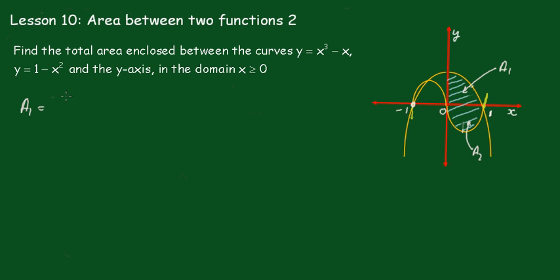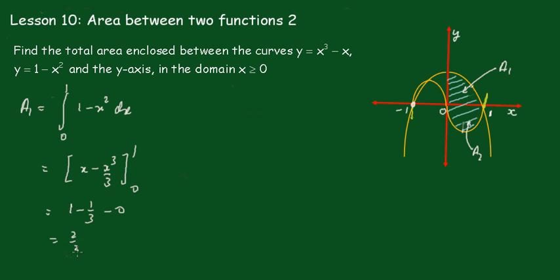Area 1 equals the integral between 1 and 0 underneath the parabola, 1 minus x squared dx. And that's going to give me x minus x cubed on 3 between 1 and 0. Popping those in, we get 1 minus a third. So it's 1 minus a third minus nothing, which gives me 2/3 for that area.